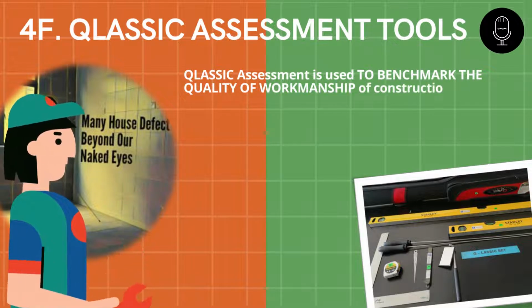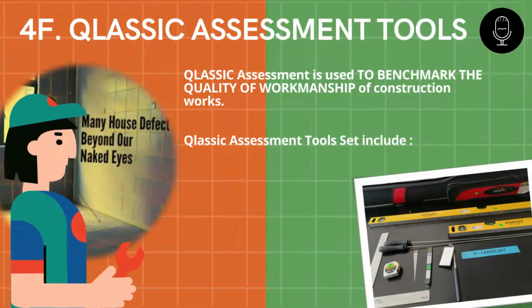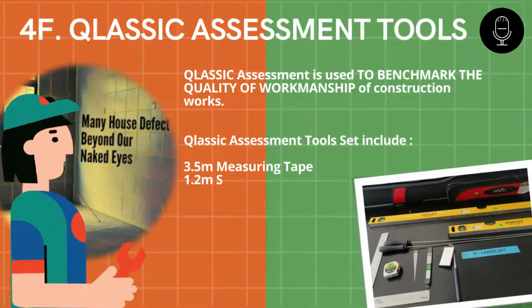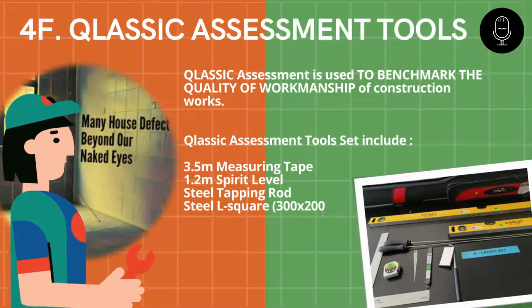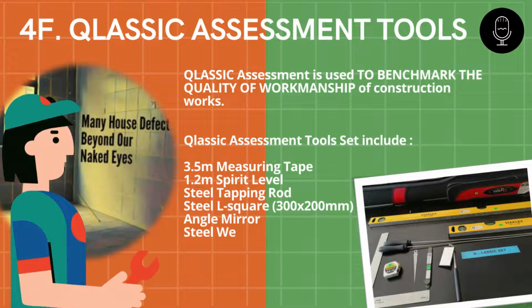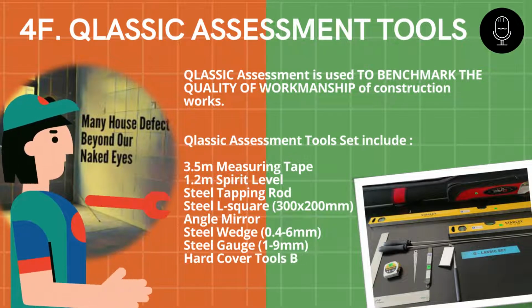Now we move to the last tool in building condition assessment, which is the QLASSIC assessment tool. This tool is used to benchmark the quality of workmanship of construction works. The QLASSIC assessment tool set includes a 3.5 meter measuring tape, 1.2 meter spirit level, steel tapping rod, steel L square, angle mirror, steel wedge, steel gauge and hardcover tool bag.